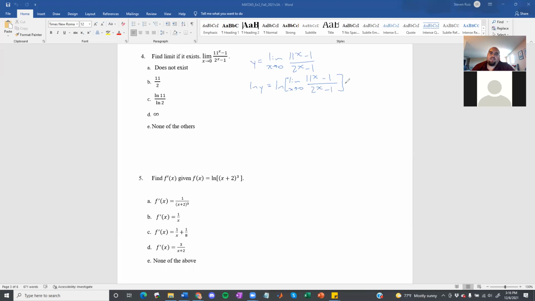So are we allowed to split this up yet? Not quite. Actually, these limits exist. Oh yeah, we can. Okay, keep going. And then so we can split them up: natural log of 11^x minus 1, minus natural log of 2^x minus 1. Yeah, right? So let me do this first: the limit as x approaches 0 of the natural log of this thing, 11^x minus 1.